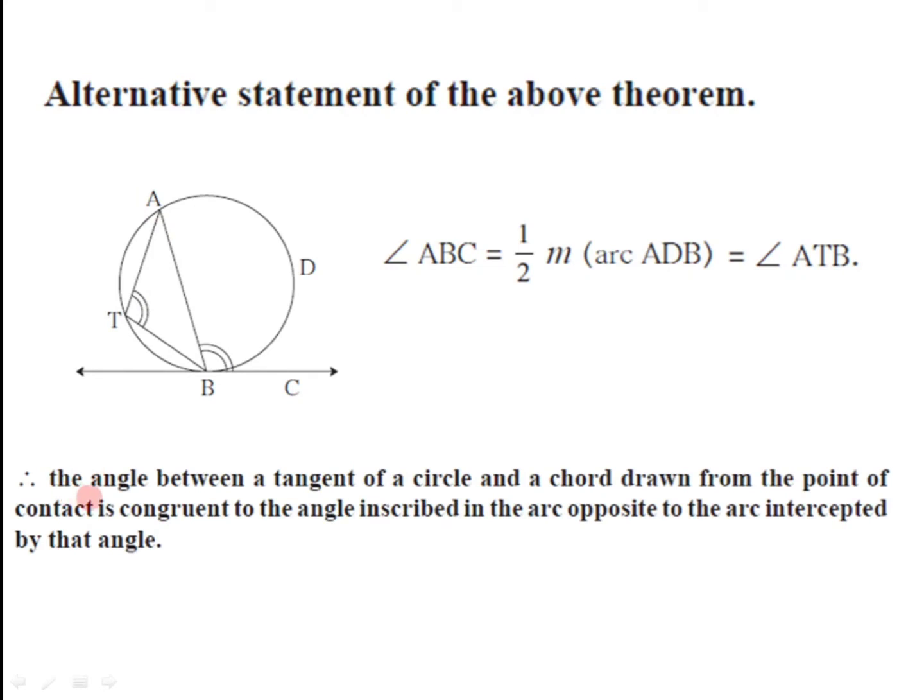So this is the alternate statement of the above theorem: an angle between a tangent of a circle and a chord drawn from the point of contact is congruent to the angle inscribed in the arc opposite to the arc intercepted by that angle. Now let us study another theorem, the tangent secant segments theorem. Let us have its statement.